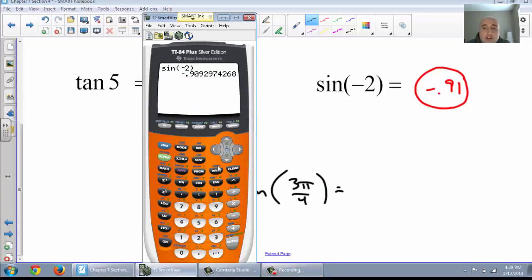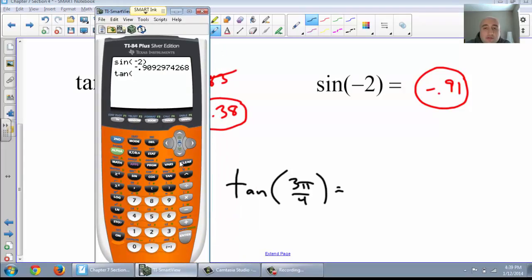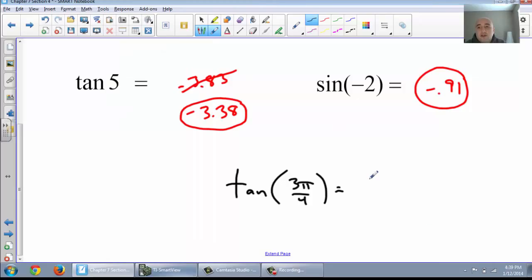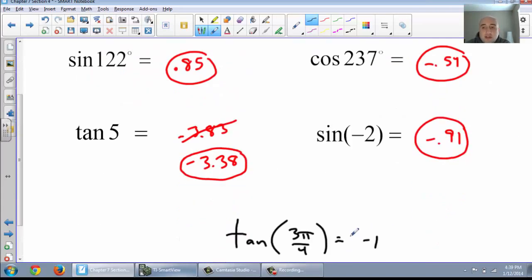Okay, we're going to go back to our calculator now, and we're going to do tangent. Tangent of 3 pi, I got to put 3 pi in parentheses, sorry. I'm going to put 3 pi in parentheses divided by 4, and then close your parentheses. Okay, and my answer is negative 1. So that is how you find approximate answers. Decimal answers are approximate answers.